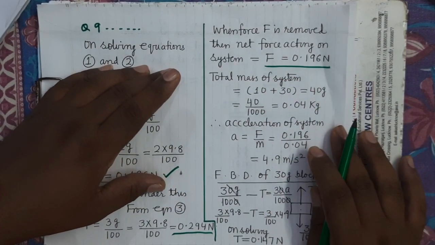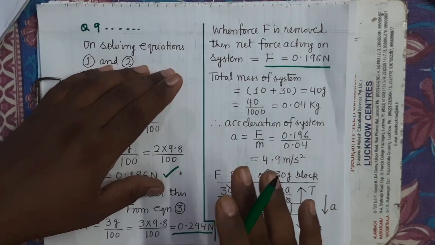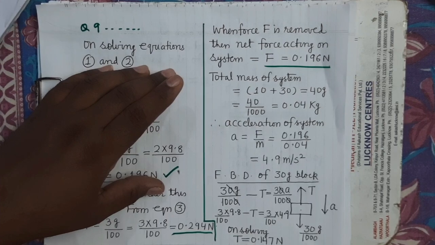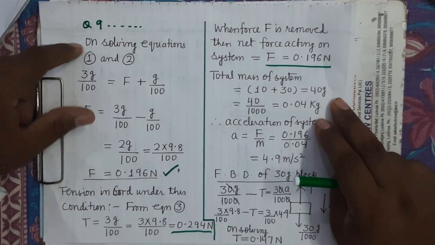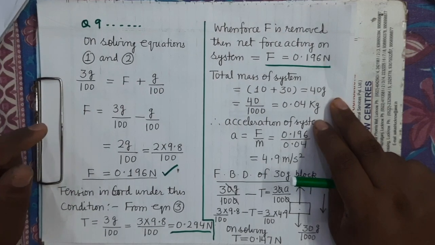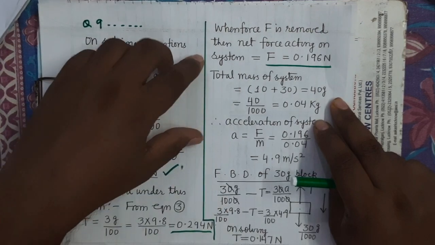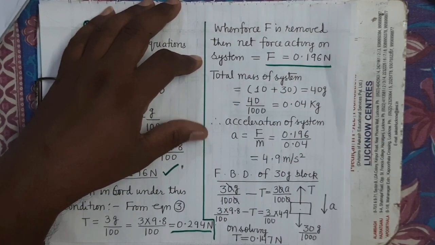0.196 Newton. It's clear? Suppose some forces are acting on a system and that system is in equilibrium. Now if you remove one force of 2 Newton from that system, what will be the unbalanced force acting? It will be 2 Newton. It's clear? Because when the 2 Newton was acting, it was in equilibrium. On removing it, equilibrium is lost, so the net force will be 0.196 Newton.